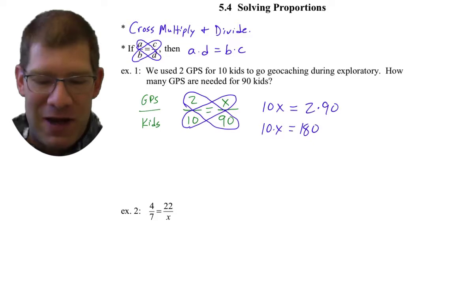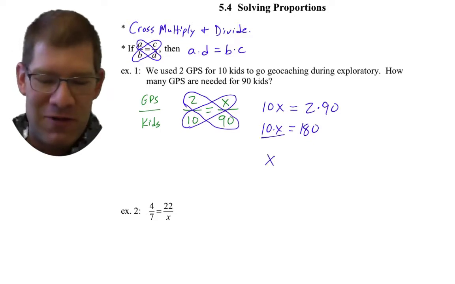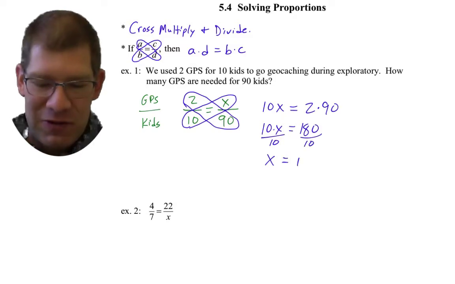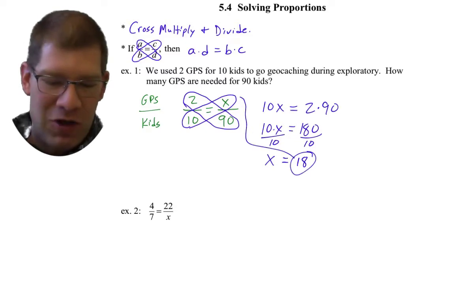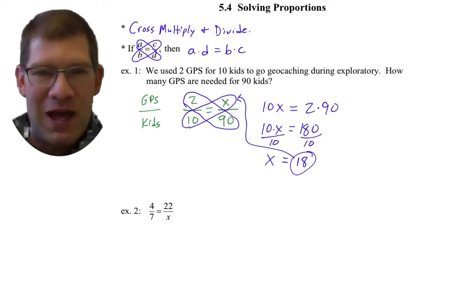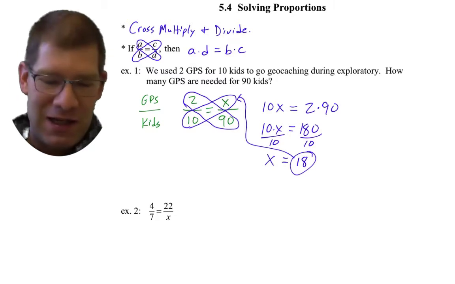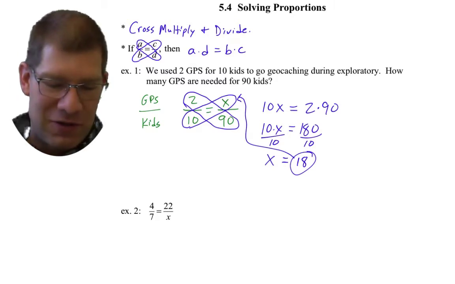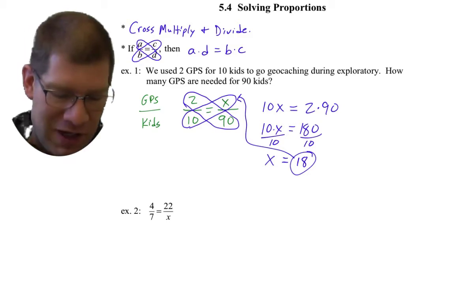So we want to get x by itself, so look at what was done to x. X was multiplied by 10, so we do the inverse of that. We divide by 10. And I get x equals 18. So in other words, 18 would be the number that goes right there. If you had 90 kids, and wanted to keep the same ratio, you'd have to have 18 GPS receivers. So that's that. We'll do another example.